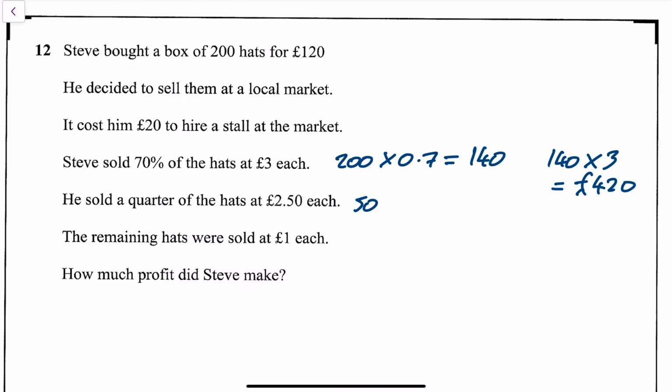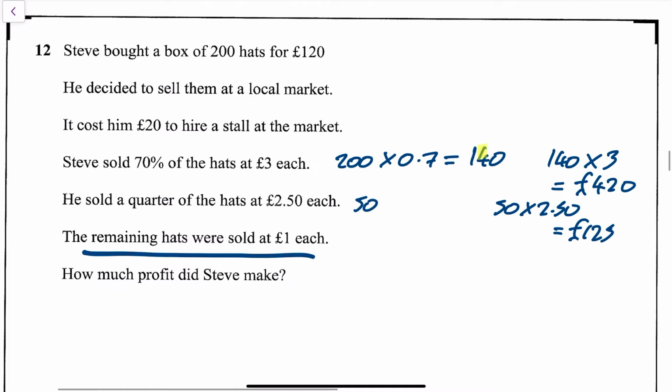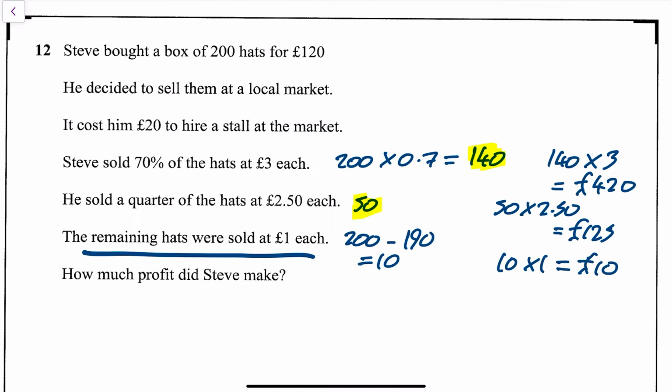So that's 50. And then he sells them at £2.50 each. 50 times £2.50 means he gets £125. The remaining, and this is why I did it this way, he has sold so far 140 and 50. He sold 90. So the remaining is 200 minus 190. There's 10 left. And 10 times 1 gives me just £10.